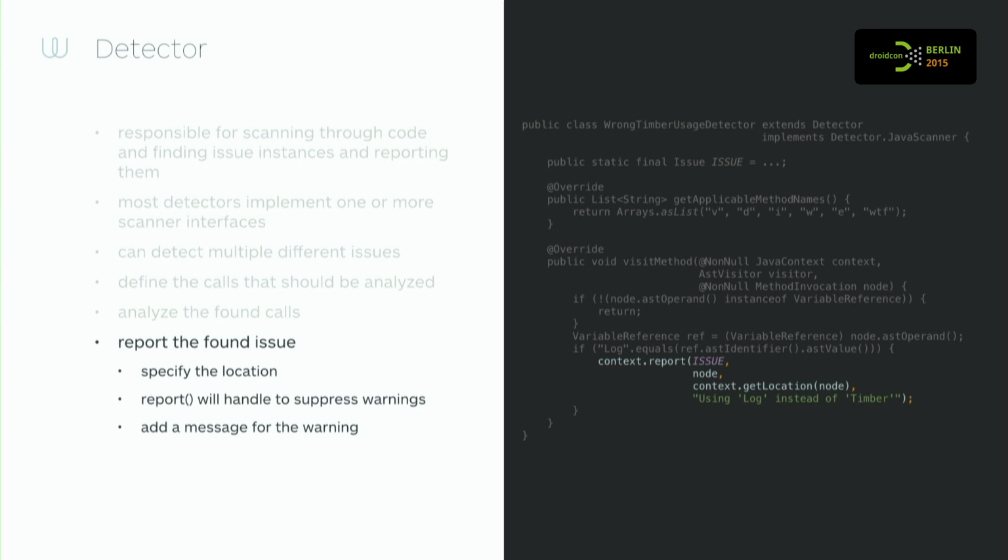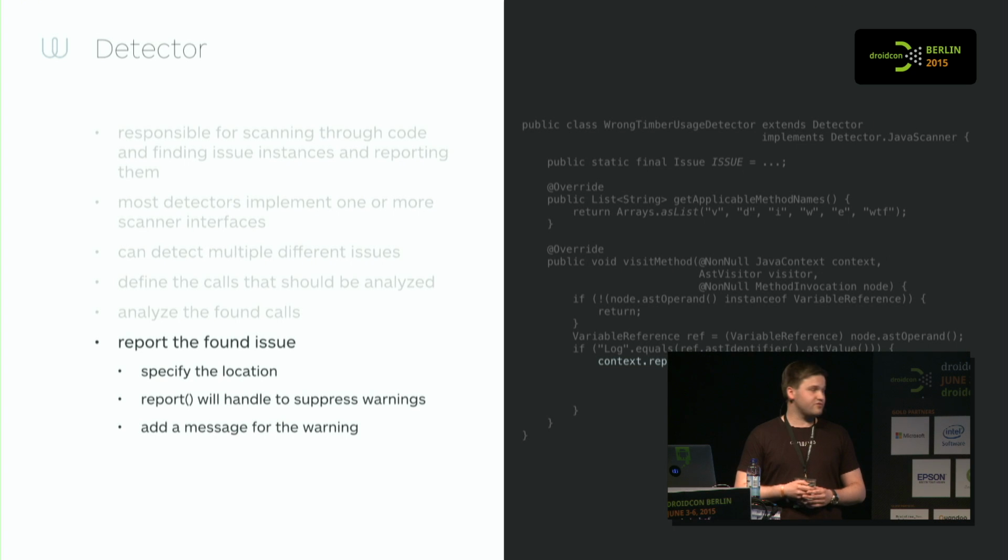Therefore, we use a context report method, where the context is the Java context in this case. And we pass there the issue, the node, which is basically the element that we found, and the location. And we add a little message to explain that issue there. So the nice thing with the Java context report is that this also handles suppression of warnings. So if you annotated your class with suppress warnings annotations, they are not reported.